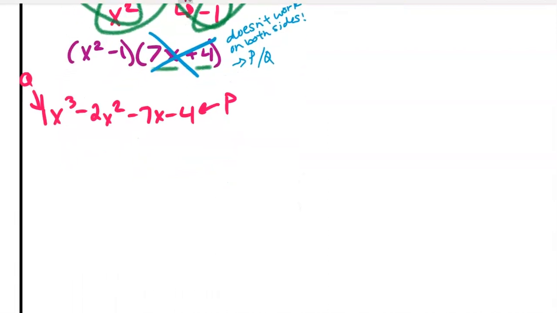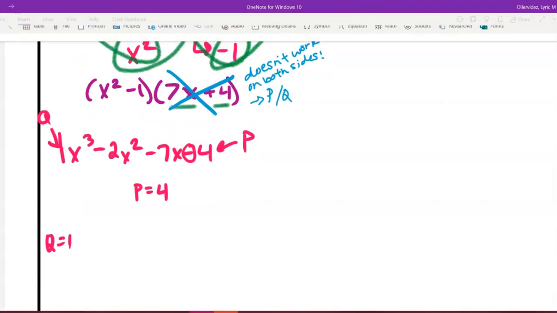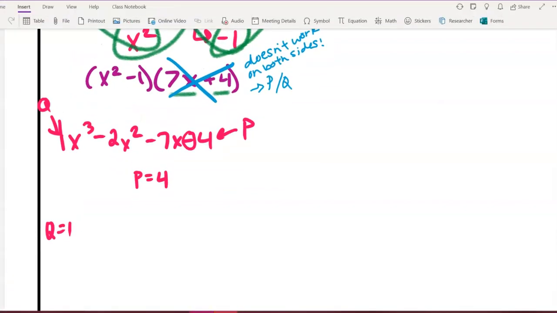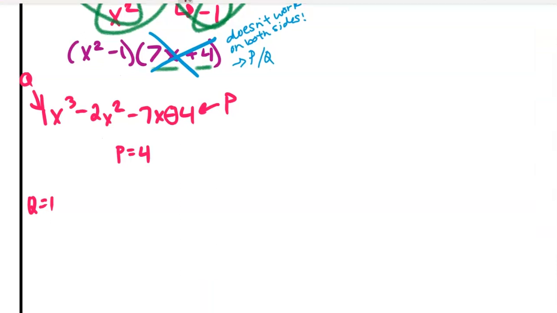We'll start our little chart where at the top P equals 4, and at the left Q equals 1. We're not worried about this negative here. We're just looking at positive numbers because all of our possible solutions will be listed as plus or minus anyways. So not having the negative here doesn't change our possible solutions because our possible solutions cover both positive and negative versions of all of our numbers that we're using.